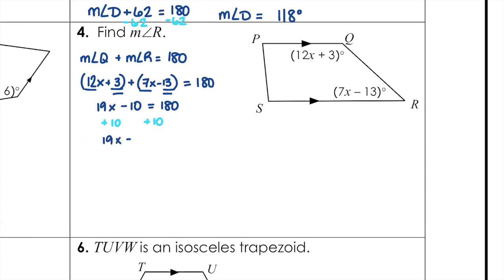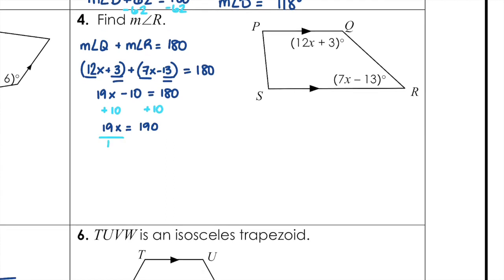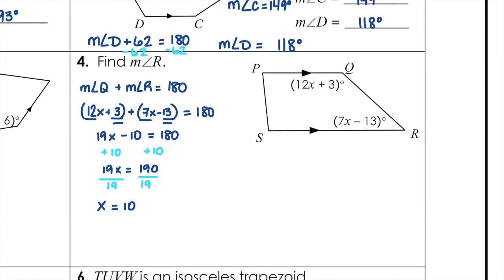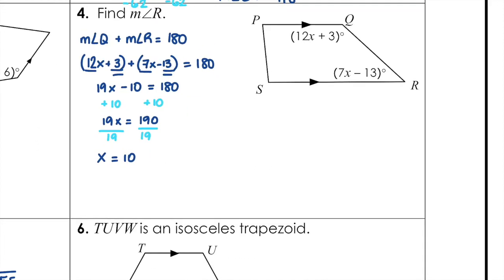19x equals 190. Divide both sides by 19. X equals 10. Is that what they wanted though? No. They wanted R. That's not too bad.